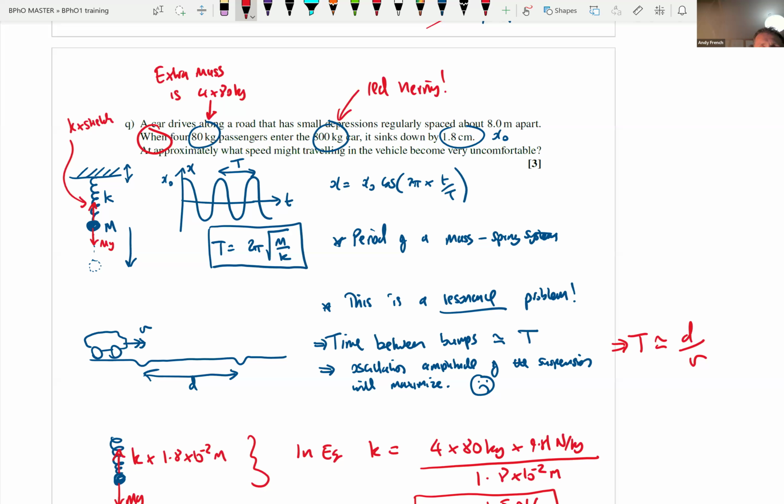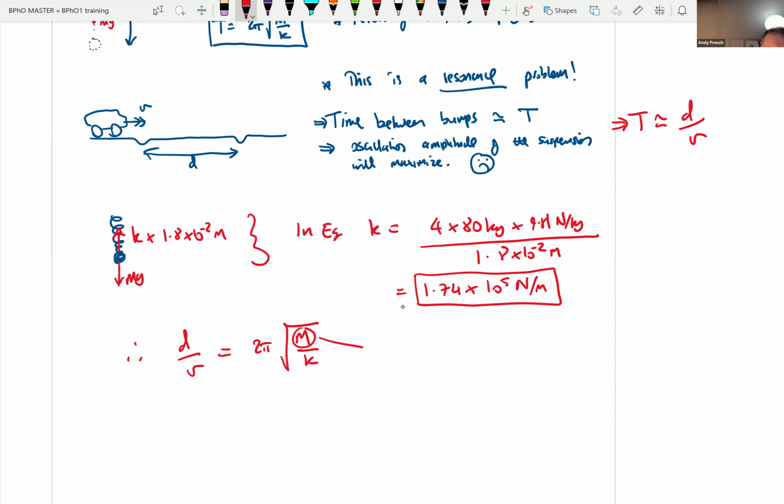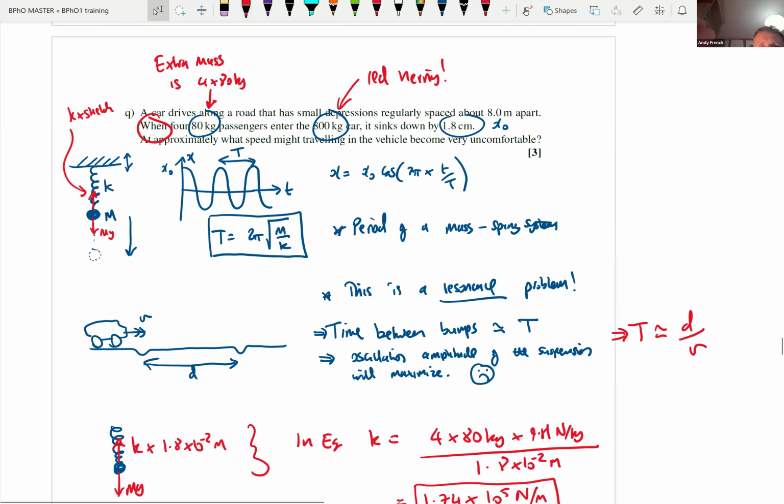All right. To work out the spring constant, it's sinking by 1.8 centimeters. So that's the extra mass we've got. But in terms of the whole system resonating, we need to actually incorporate all of it. So in this case, the m needs to be 800 plus 4 times 80 kilograms. All right, because that's the whole thing that's oscillating. But the k here is what we had before. So what we're trying to find is the speed, I think, and we're told that the speed bumps are 8 meters apart. So there we go. We're almost done. All right, so that's D.